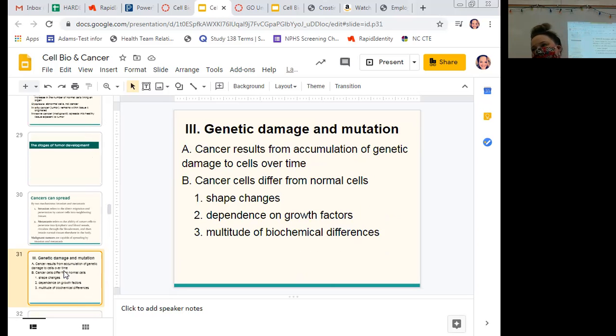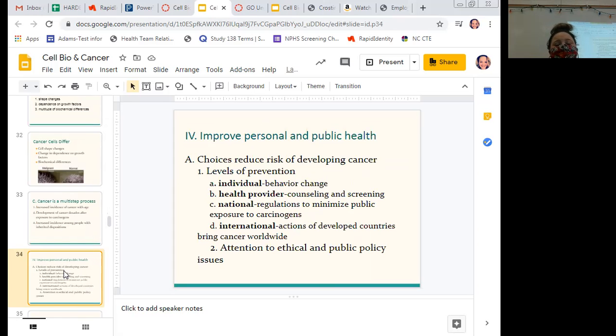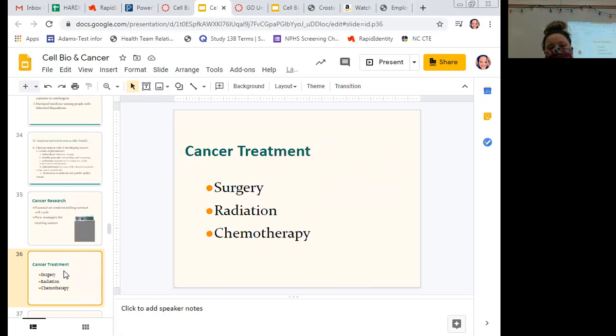We know that cancer cells look different from regular cells, they grow different, and that biochemically, which means their makeup is different. All right, some examples here. Again, we have ways to decrease our cancer risk. There are things we can do as doctors and healthcare providers. There are things that the nation does, like no smoking in public places. And then there are things internationally that we can do. All right, cancer research, how are we treating it? That's where a lot of money's going right now.